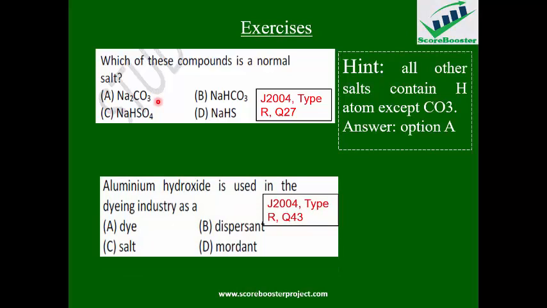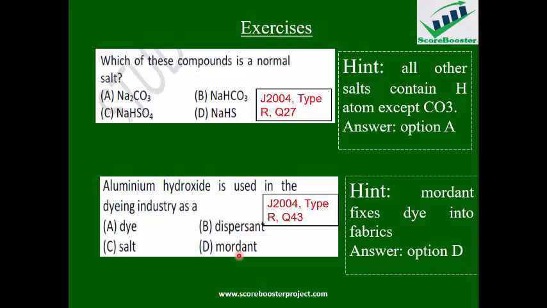Aluminium hydroxide is used in the industry. What they use aluminum hydroxide for in the industry is, if you have a dye and a fabric, you want to make sure the dye sticks to the fabric, then they use aluminum hydroxide to make it stick to that fabric. So in that case, it is not a dye itself, it is not a dispersant, it is not a salt, so it is a mordant. A mordant is what fixes dye to that fabric, making it form the pattern that is forming.